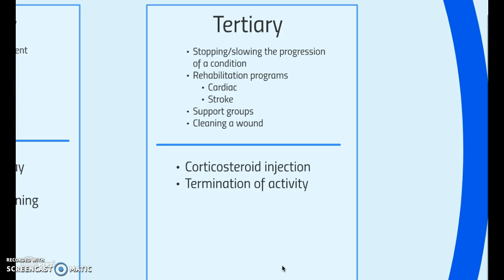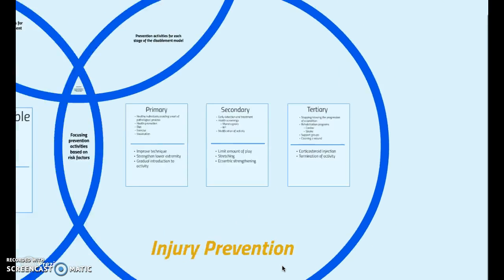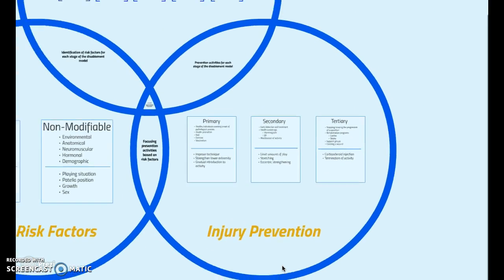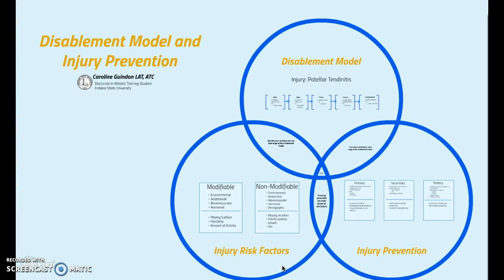With patellar tendonitis, some tertiary treatment options would be termination of activity or attempting a corticosteroid injection to reduce inflammation. Now I'm going to discuss how all three of these interact and what happens when they're combined.